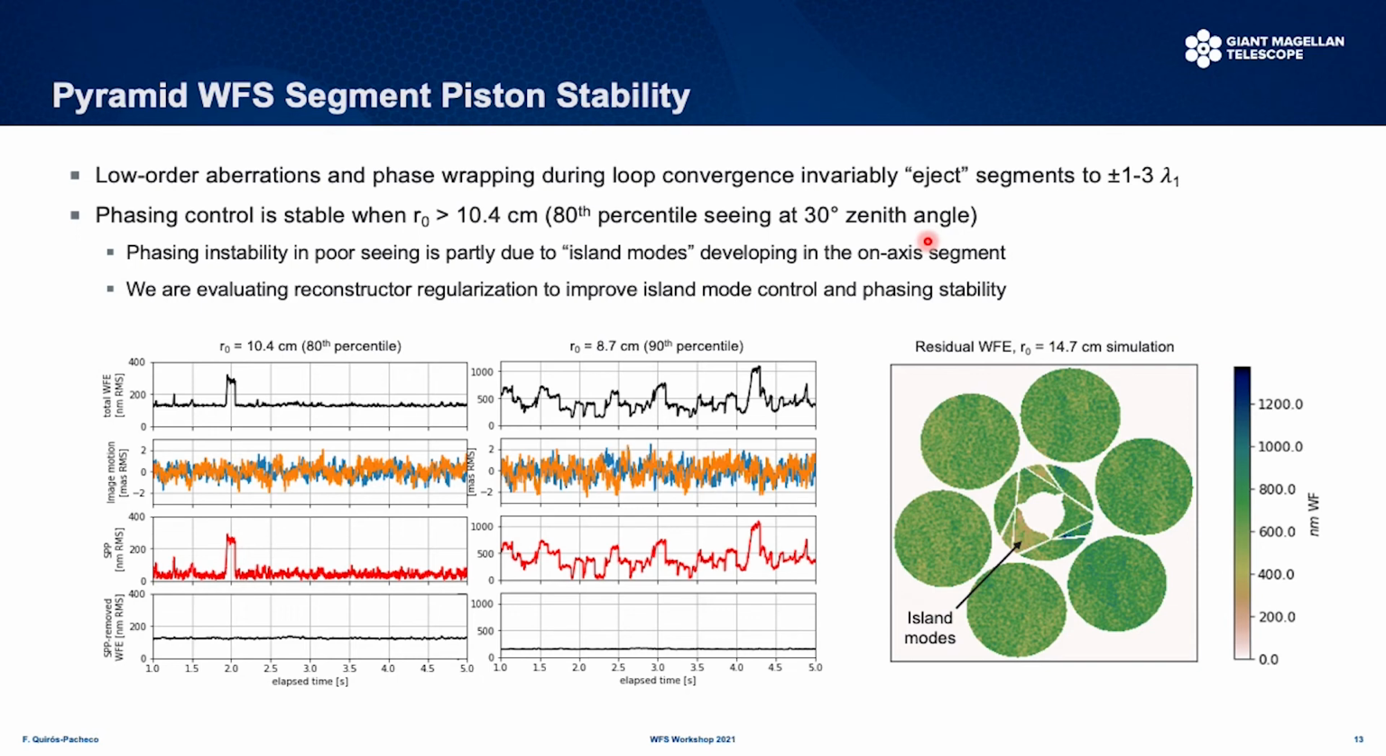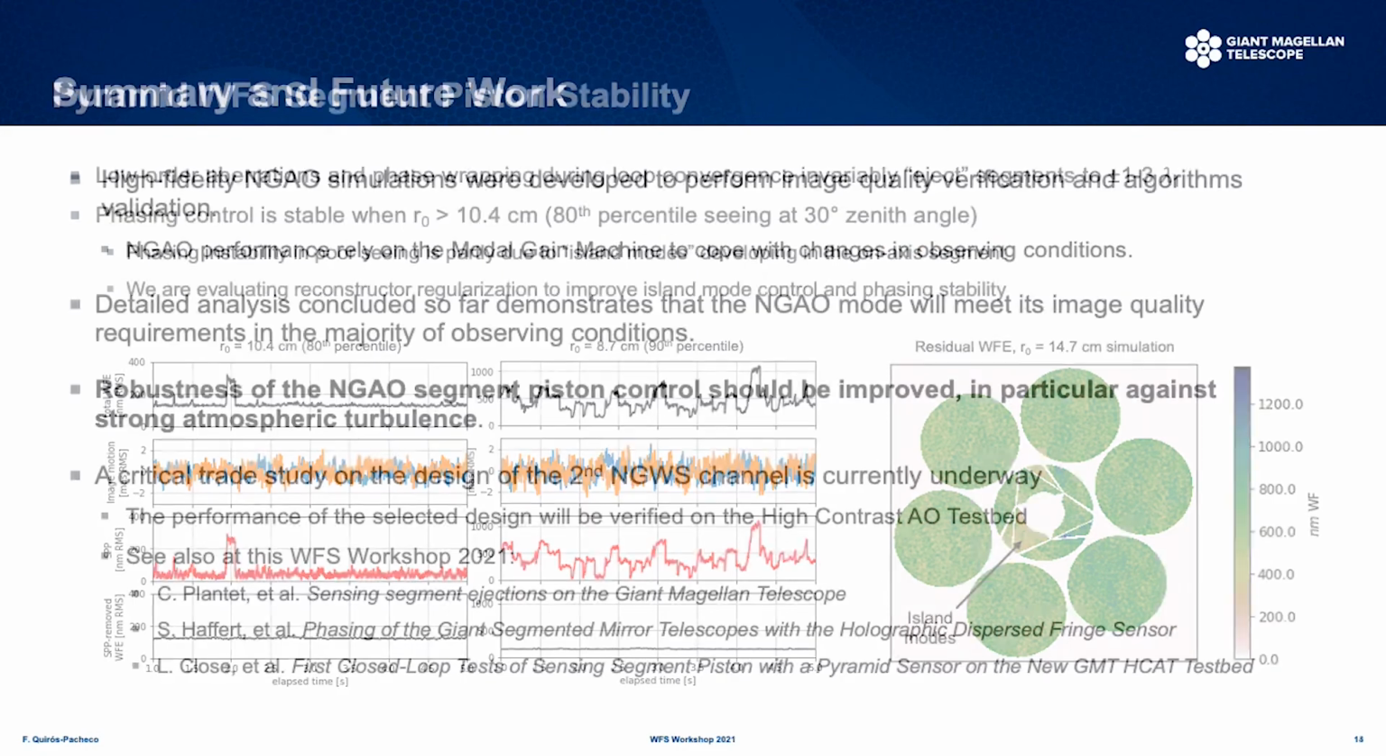And we have noticed that phasing stability in poor seeing is partly due to island modes developing on the on-axis segment. And we are currently evaluating reconstructor regularization to try to improve the island mode control and phasing stability.